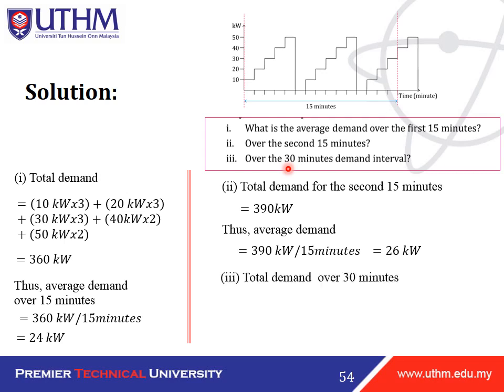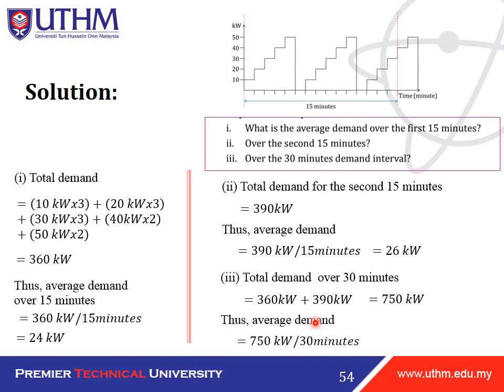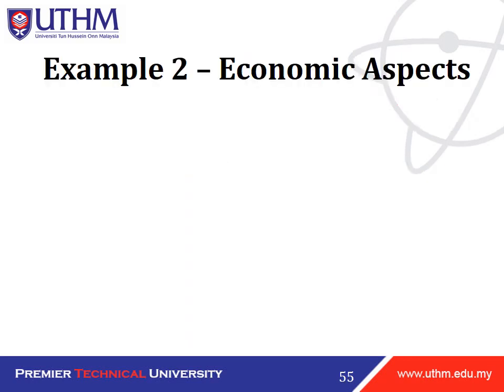And then, for the over the 30 minutes demand interval, we need to calculate the demand over 30 minutes. So the demand over 30 minutes is 360 kilowatt plus 390 kilowatts. So we got it as 750 kilowatts. So the average demand over the 30 minutes demand interval is 750 divided by 30 minutes, we have 25. We move to the second example under the economic aspect.